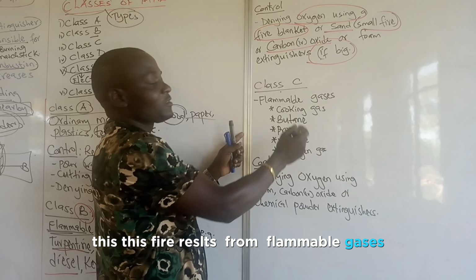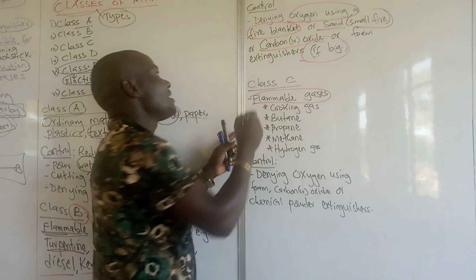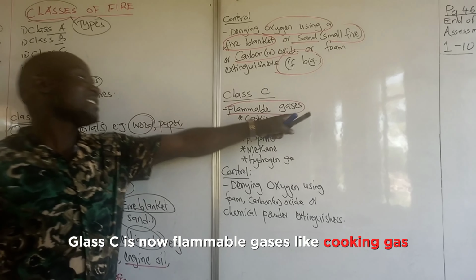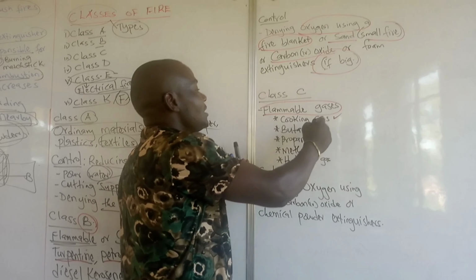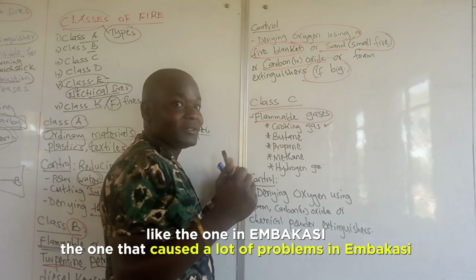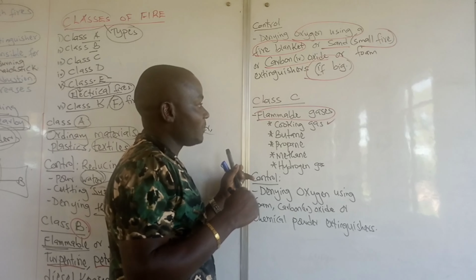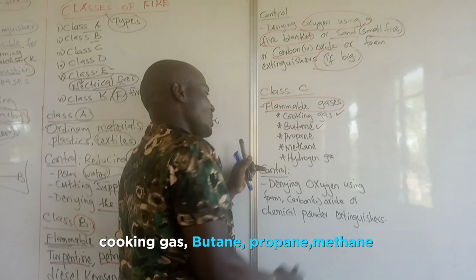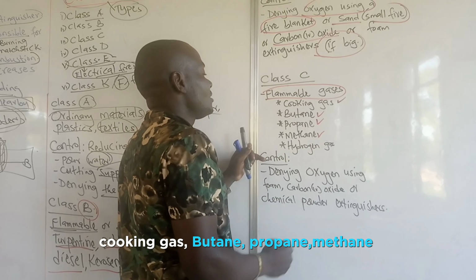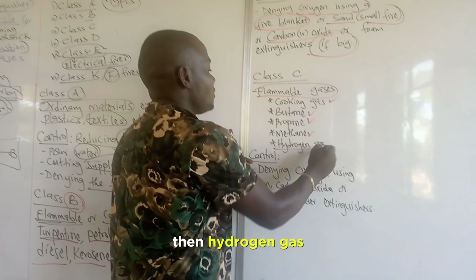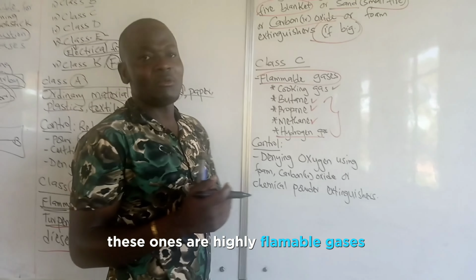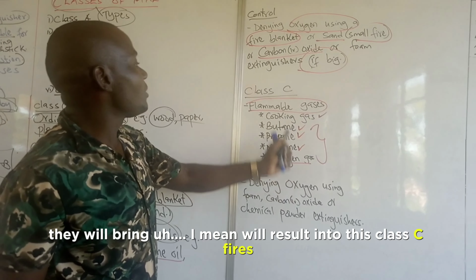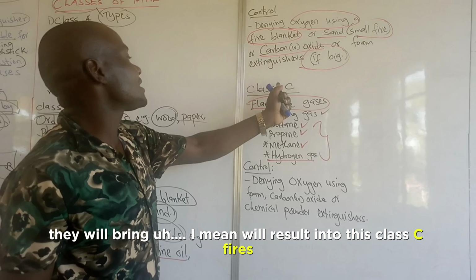This fire results from what? Flammable gases. Class B was flammable liquids. Class C is now flammable gases like cooking gas, like the one in Embakasi, the one that caused a lot of problem in Embakasi. Cooking gas, butane, propane, methane, and then hydrogen gas. These ones are highly flammable gases. So when you have these gases, they will result in class C fires.